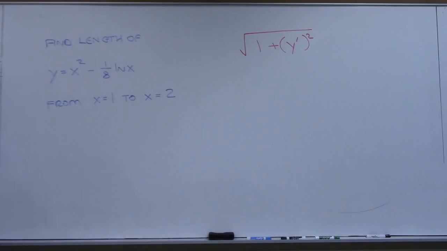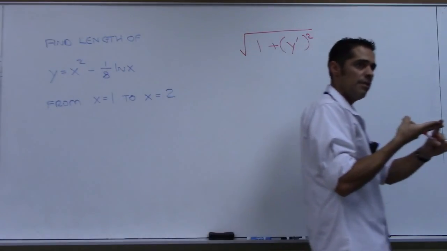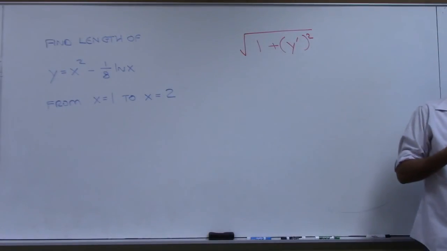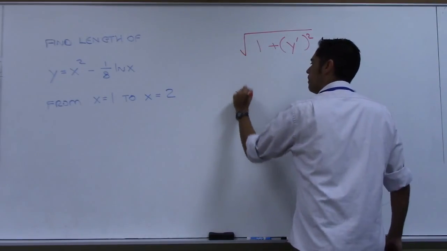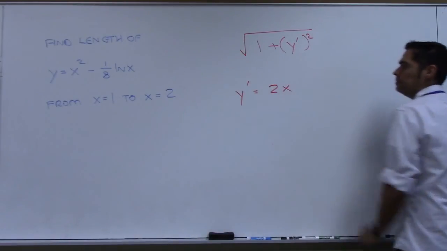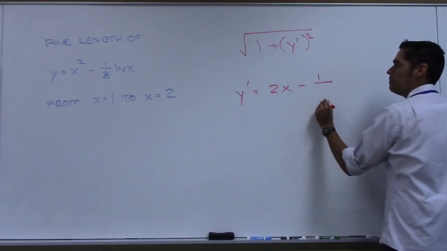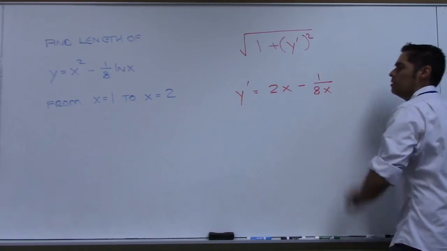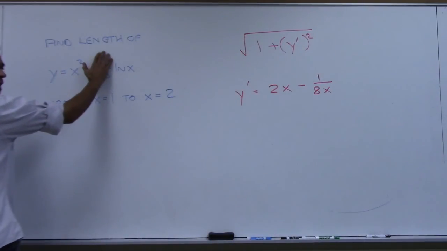So that looks like a weird function, doesn't it? Let's see what happens when we try and get it into there. We're going to need the derivative, we're going to need to square the derivative, and we're also going to need to add 1 to it and then take the square root. So why don't we start this problem by taking y prime, which is 2x minus 1 over 8x. Derivative of x squared is 2x, minus 1/8. Derivative of natural log of x is 1 over x.